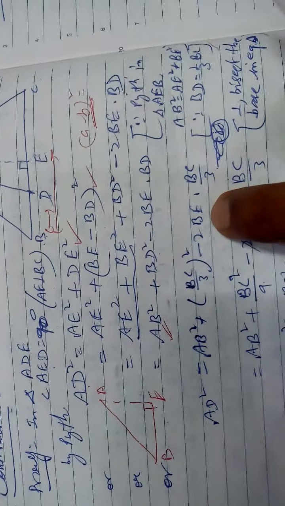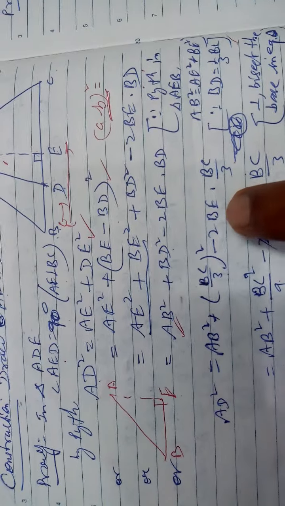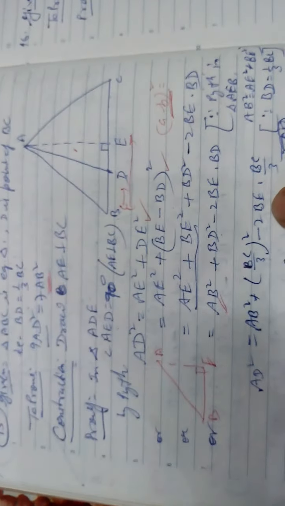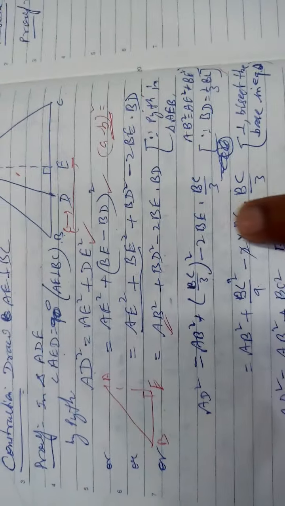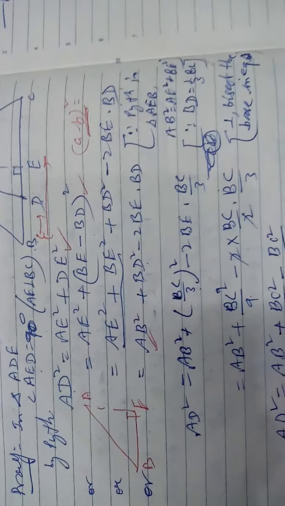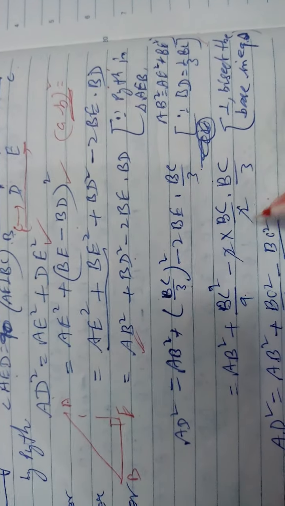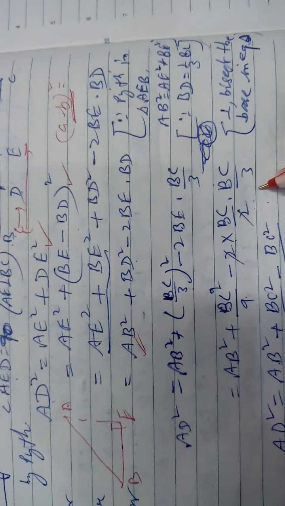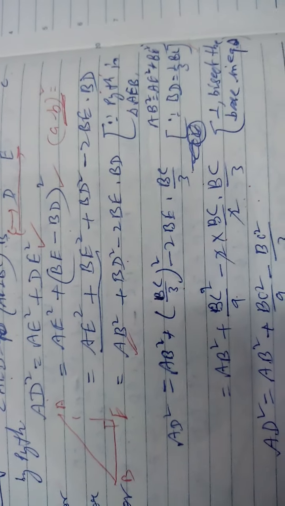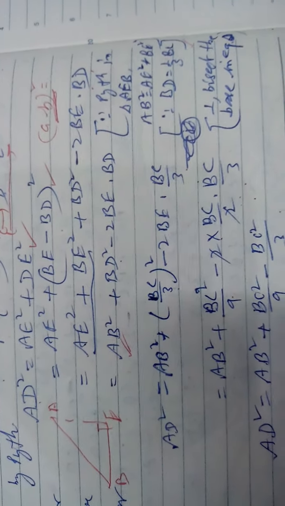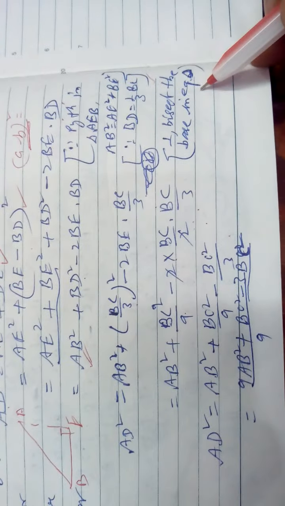Now the term BE is given. What is the relation of BE with BC? Because in an equilateral triangle, the perpendicular bisects the base. So BE will be BC by 2. BE will be BC by 2, the 2 cancels, and you are getting BC square by 3. The perpendicular bisects the base in an equilateral triangle.